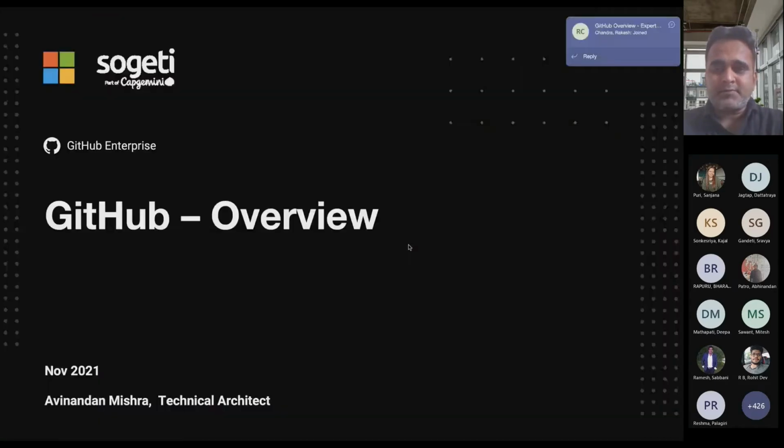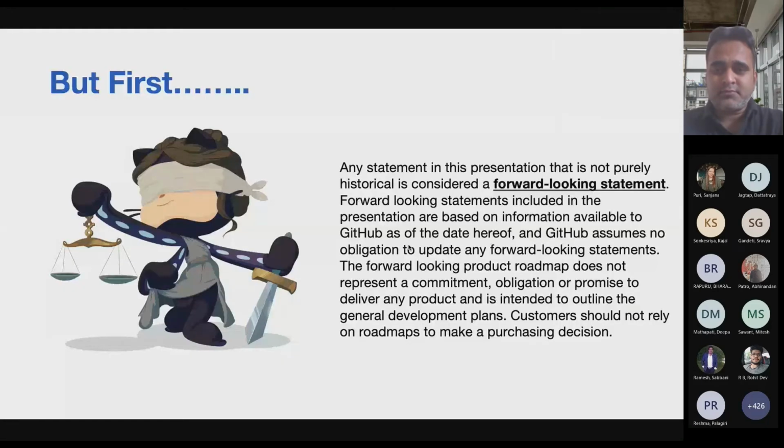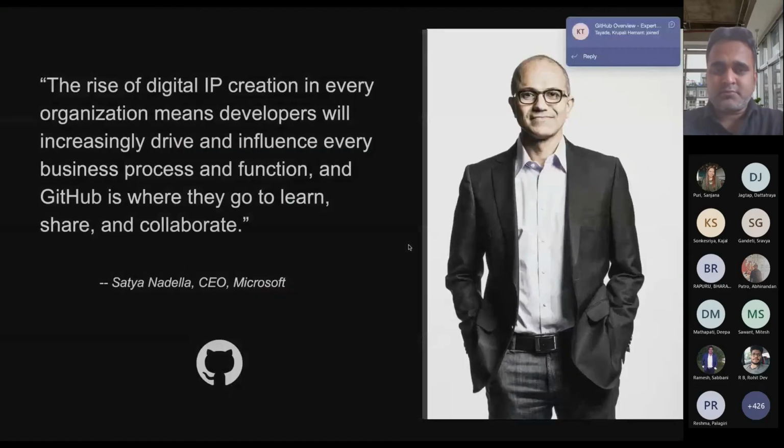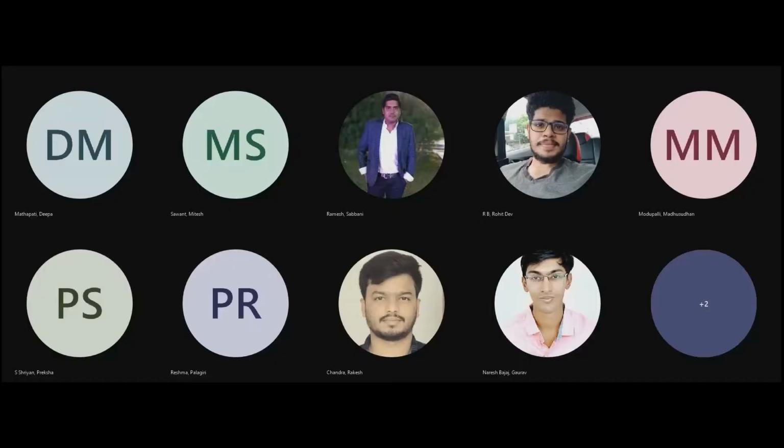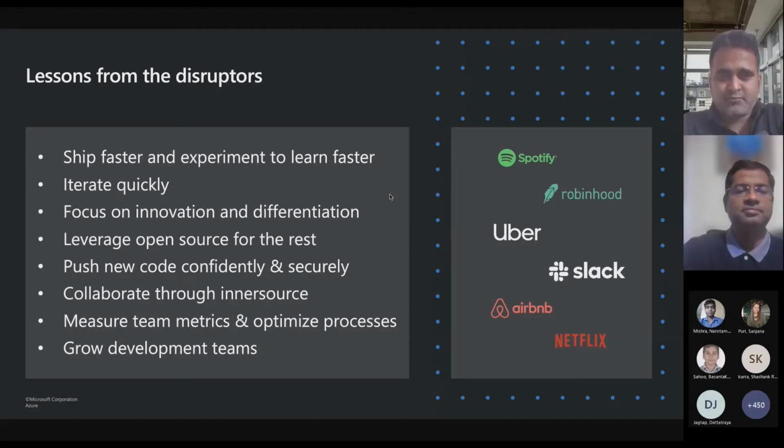He has an interesting thought process, and I think this thought process echoes with many of the leaders across the globe, many of the CEOs, that the rise of digital IP creation in every organization means developers will increasingly drive and influence every business process and function. And GitHub is the place where you need to ship faster, you need to experiment fast, and if required, fail. Failure is not the stop; learn from that and come back to the experimentation mode. And this is evident from the big names that we see, that we're able to churn out billions.